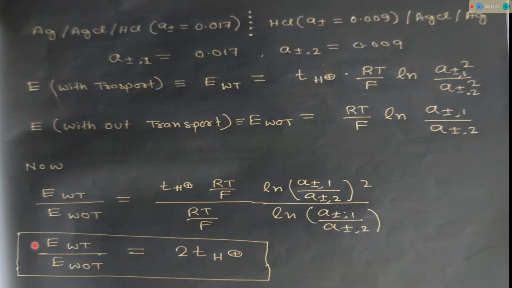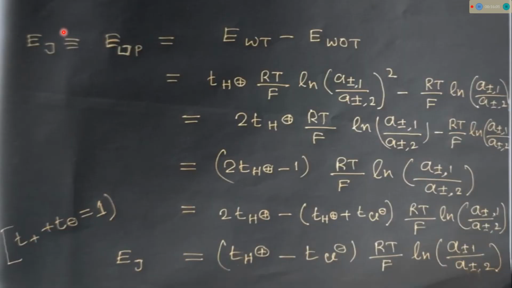Please keep this in mind or note it down. E with transport, the cell EMF with transport for this kind of cell, divided by the cell EMF without transport, equals 2 times the transport number of the cation. In this case H+ is the cation, that's why 2t_H+. So E with transport upon E without transport gives 2 times the transport number of H+.